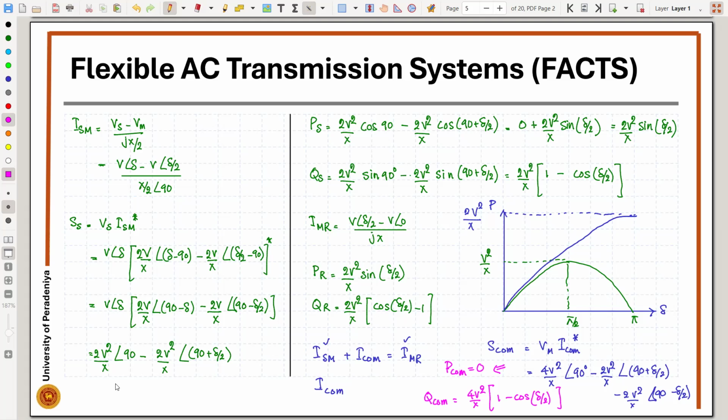So that is the shunt compensation. Now we will look at the second one, which is the series compensator. In the shunt compensator, the compensator was connected in shunt, but in the series compensator, it will be placed in series with the line.